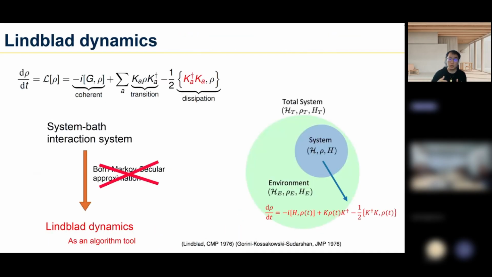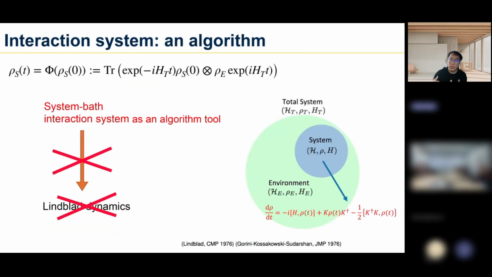To introduce the intuition of these algorithms, recall that previously we saw linear dynamics as an algorithmic tool to prepare the thermal state and the ground state. Now, to make our algorithm even simpler, the main idea is to get rid of the linear dynamics. We directly look at the original open quantum system. Here we want to directly use the system-bath interaction system as an algorithmic tool to prepare the thermal state and the ground state.